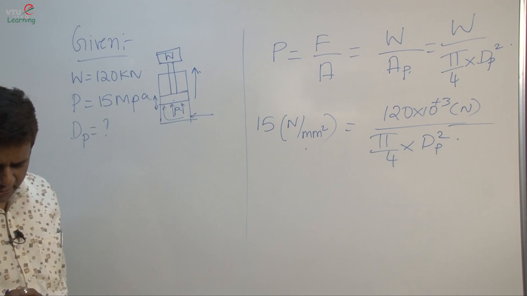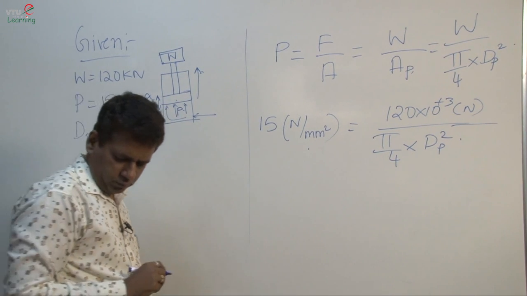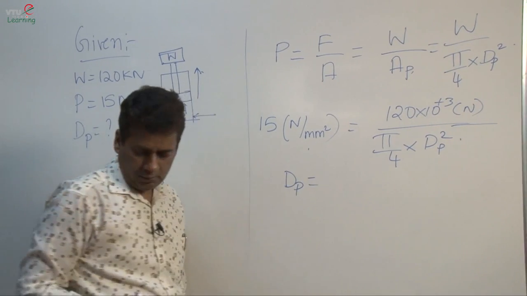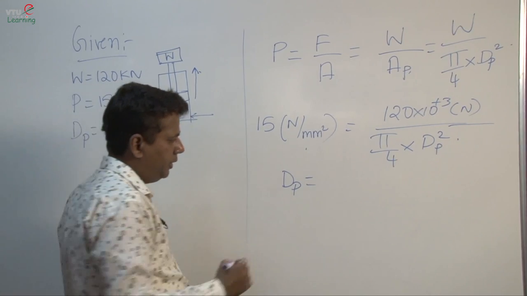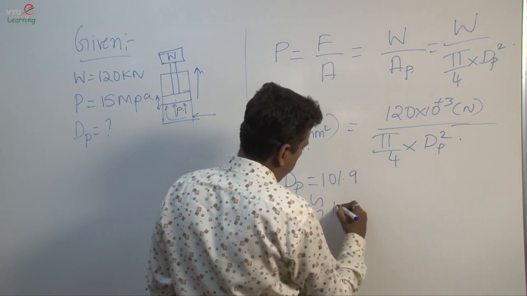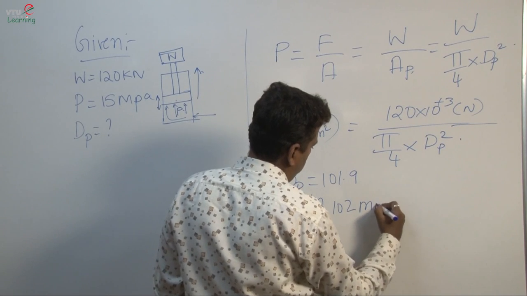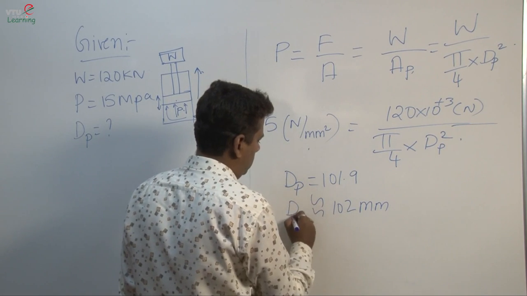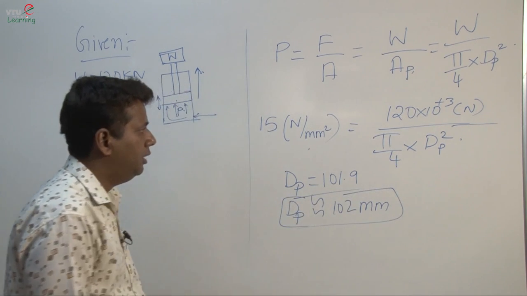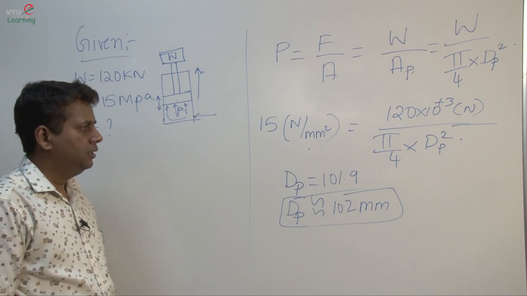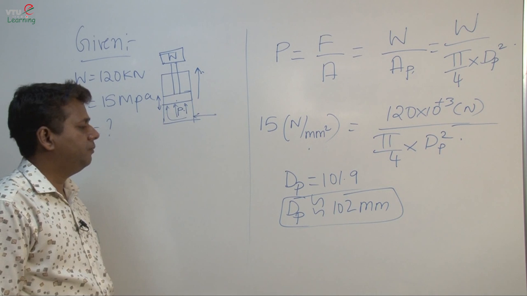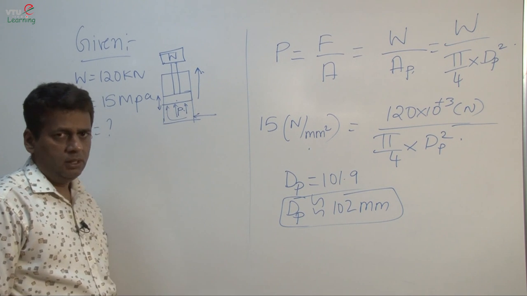So if I simplify this, I get diameter of the piston as 101.9. So nearly it is equal to 102 millimeter. So diameter of the piston is 102 millimeter, right? So this is a small problem, it is very important. So diameter of the piston is equal to 102 millimeter, right?